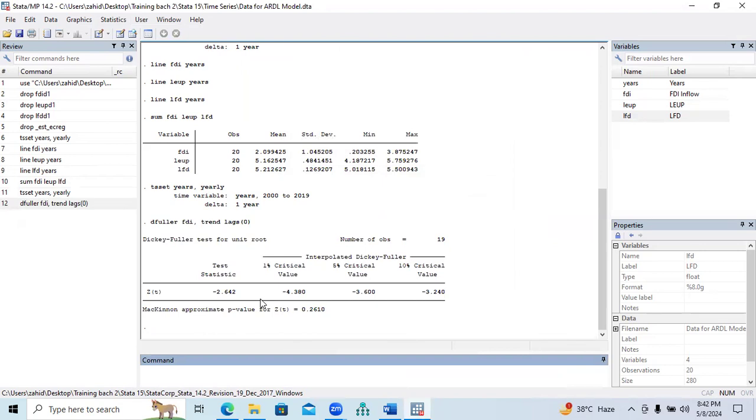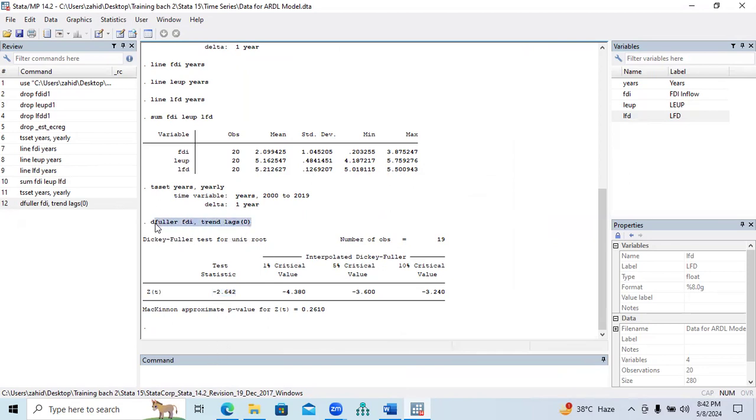So it will let you know that your dependent variable is not stationary at level. You can see here the test statistic value and the p-value is not significant. And this test statistic value is less than the critical values at all levels. It is less than the critical value at 1%, at 5%, and at 10%. So we can say that your FDI, or your dependent variable, is not stationary at level.